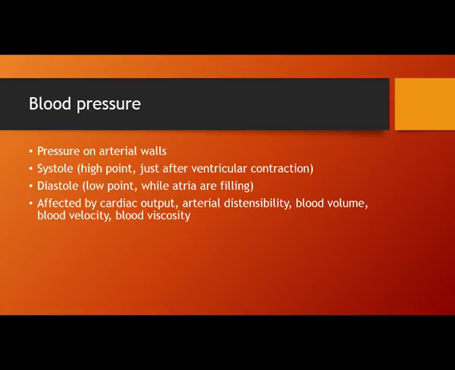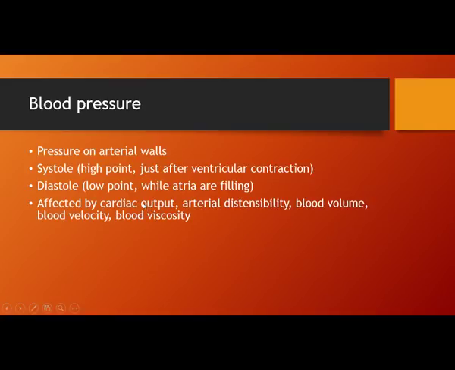Blood pressure is affected by cardiac output, and cardiac output is stroke volume times the heart rate. That would be your cardiac output. Another factor is arterial distensibility, how elastic those arteries actually are. If they're very rigid, then they're not going to be able to expand to accommodate the pressure, so the pressure is going to go up.